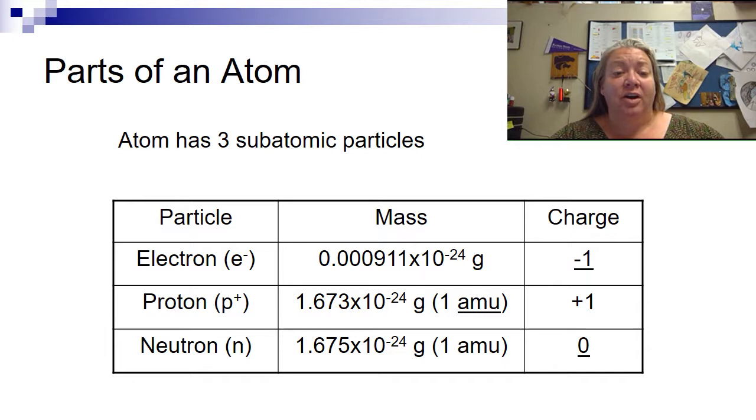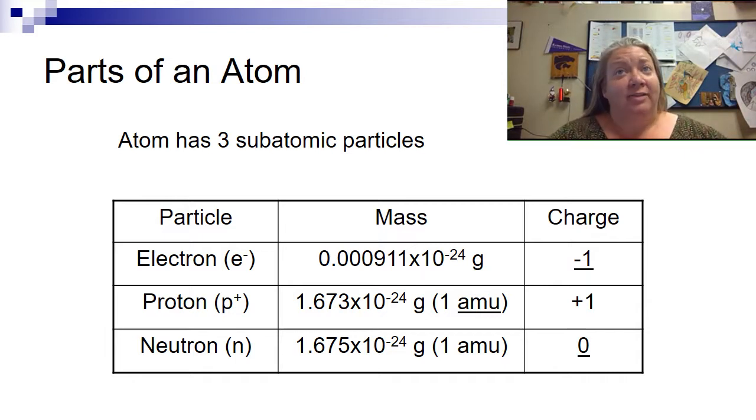The electrons are the smallest. Now I have the mass listed in grams. Remember that exponent, that scientific notation. I have everything to the same amount. It's all times 10 to the negative 24th grams. It's really, really tiny. You're going to move that decimal 24 places to make a very small number.